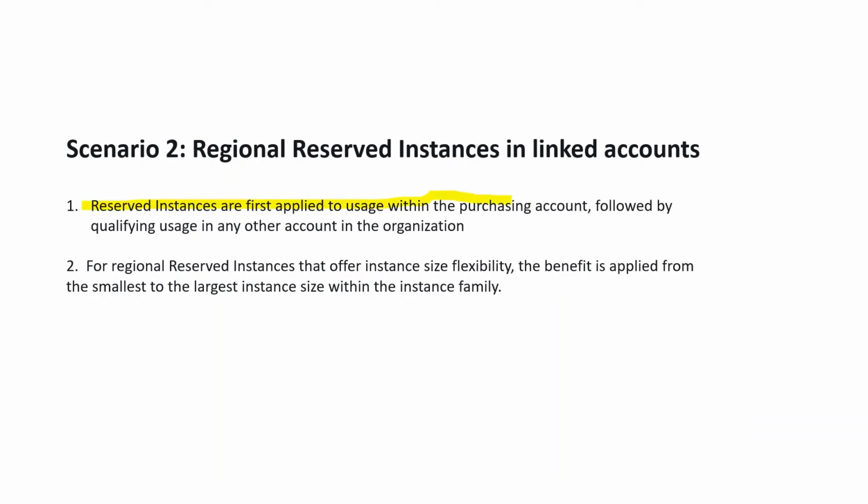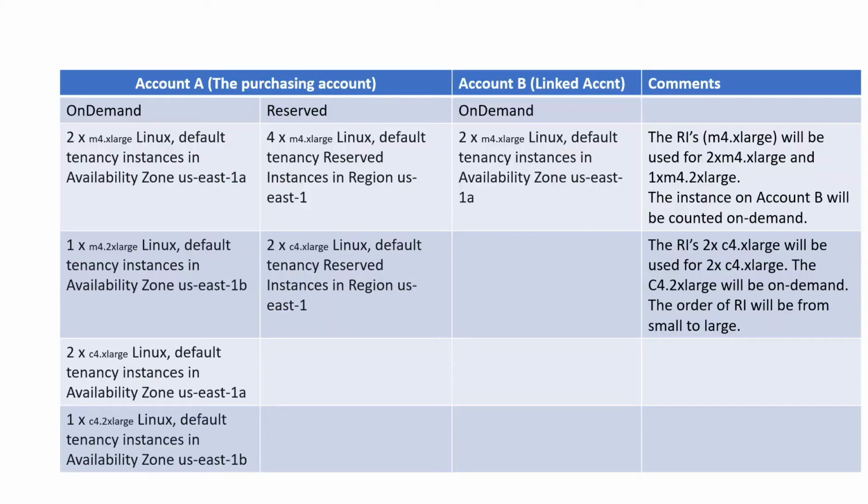First one is that the RI will always be applied within the purchasing account itself, and then any excess qualifying usage will be applied to the linked account. And the second point, the RIs will be applied from the smallest to the largest instance type within the family. We will just see an example of this.